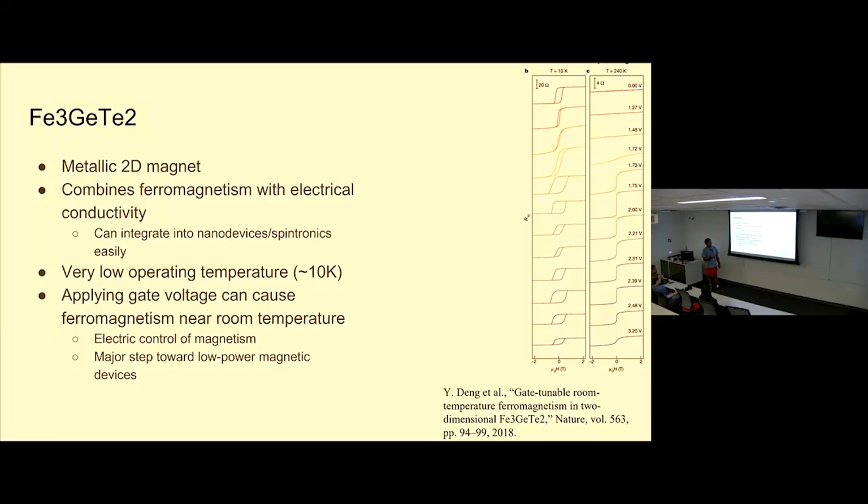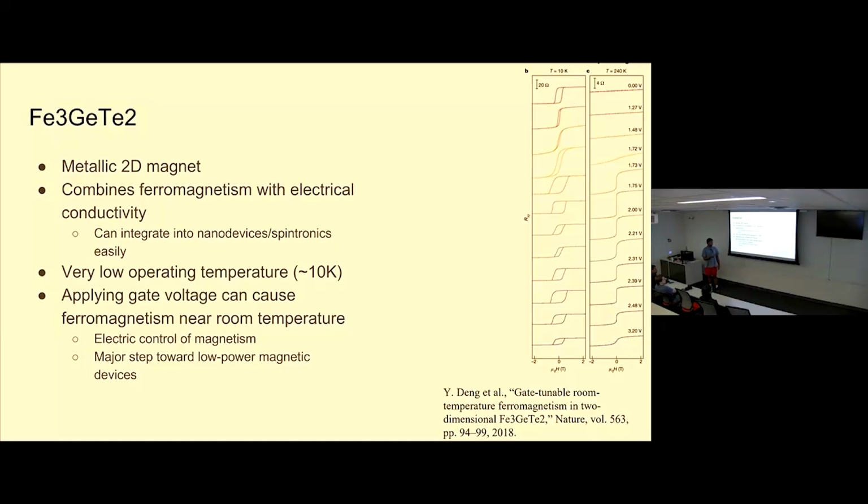So this is another example of a 2D magnet, which is metallic and is an electrical conductor. This type of material is very useful in nanodevices and spintronics, as it is both a magnetic material, specifically a ferromagnet, and it's also an electrical conductor. So it can actually conduct current too, so it can be useful in MTJs and other devices. The problem with this magnet is there's a very low operating temperature, which is about 10 Kelvin, as shown by the first column in the graph.